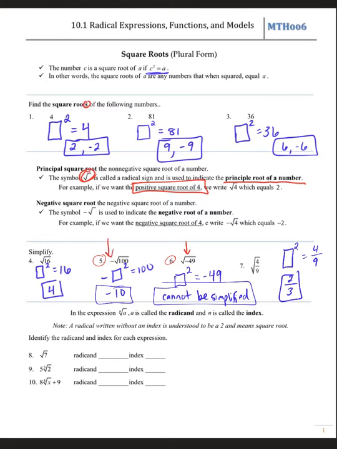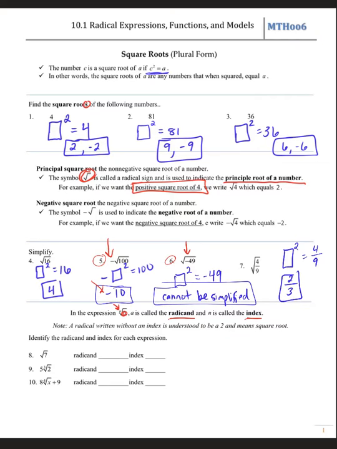If it's on the outside of the square root, you just carry it and bring it down with your answer. Okay, the next idea is looking at 2 important vocab words, the radicand and the index. The radicand is going to be the a. It's the number underneath the radical. The index is going to be the little number that we see on the outside of the square root.